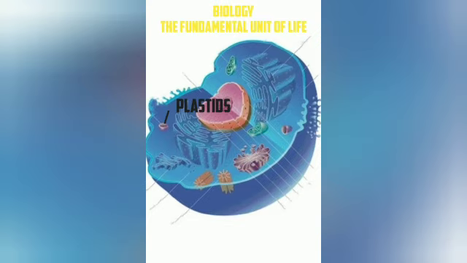Now plastids. There are three types of plastids: chromoplast, chloroplast and leucoplast. Chloroplast contains chlorophyll. Chromoplasts are colored plastids and leucoplasts store materials and substances such as starch, protein, fats.